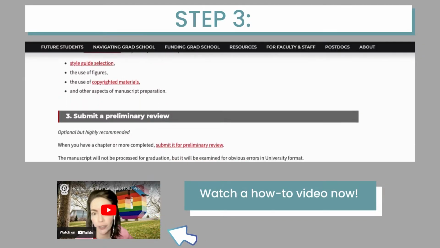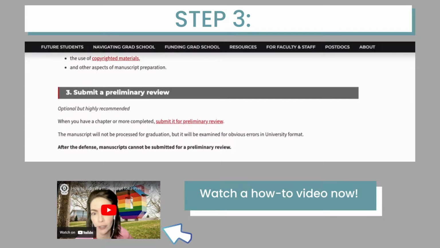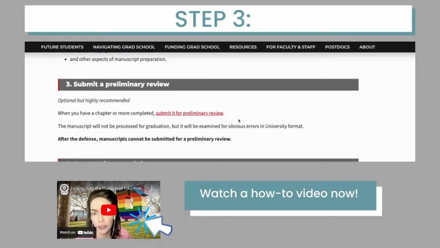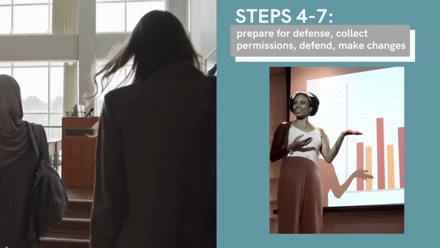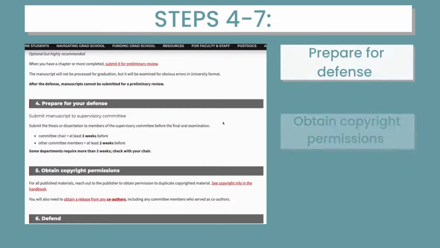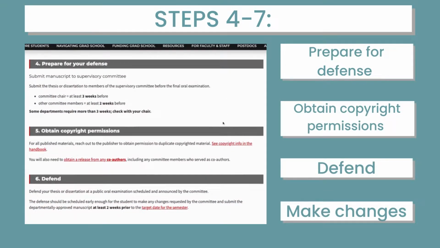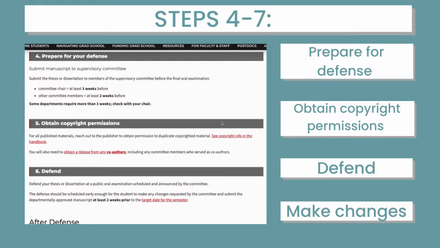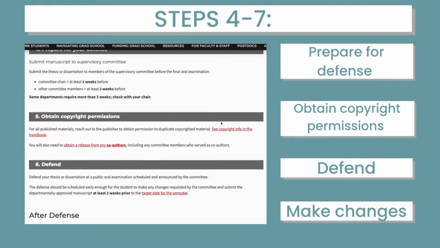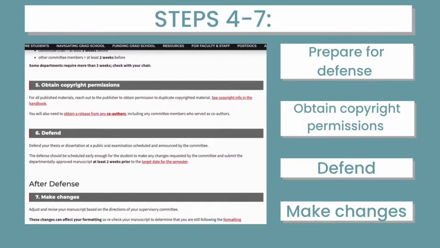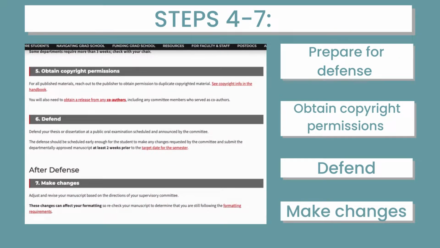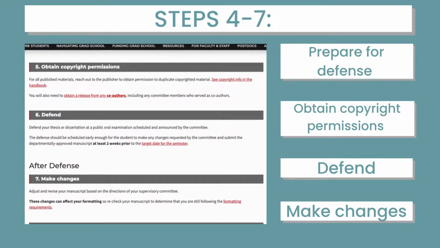All right, step 3 is submitting a preliminary review. This is not required, but is highly recommended. Find a link below for the video on how and when to submit a preliminary. All right, so steps 4 through 7 are all about preparing for your defense, gathering any copyright permissions, defending, and making any final changes. Consult with your department and committee chair for guidance on these schedules.